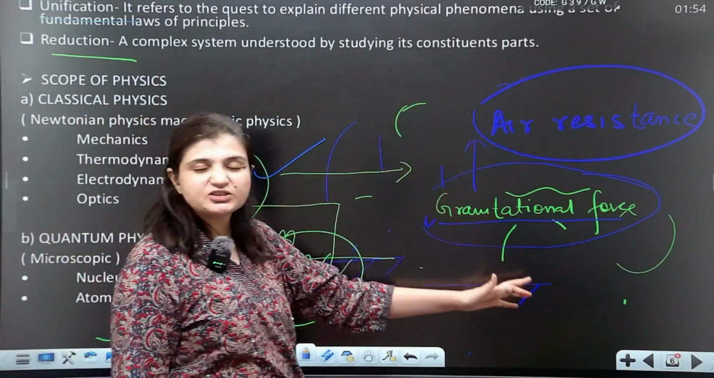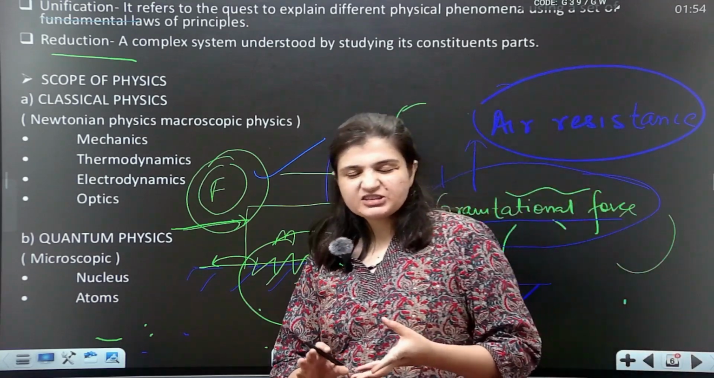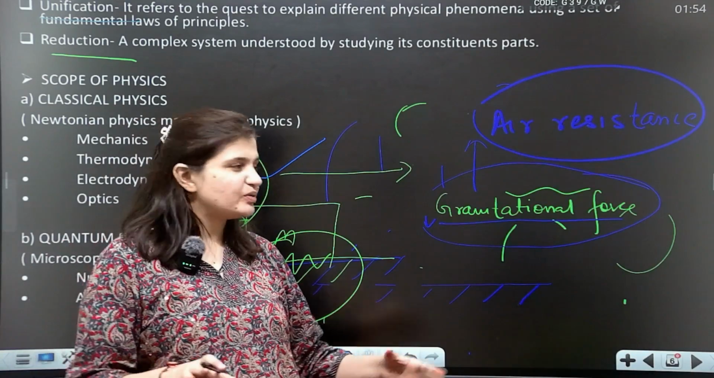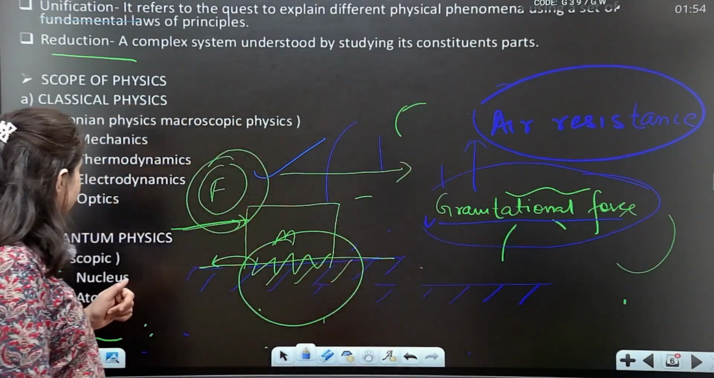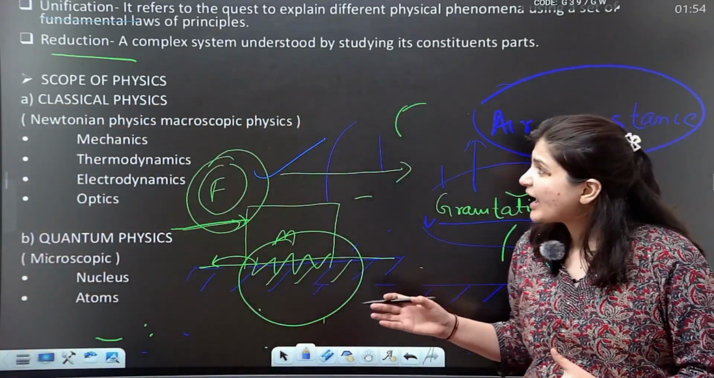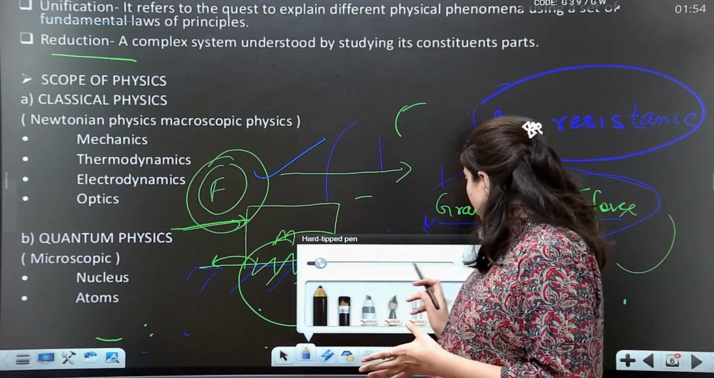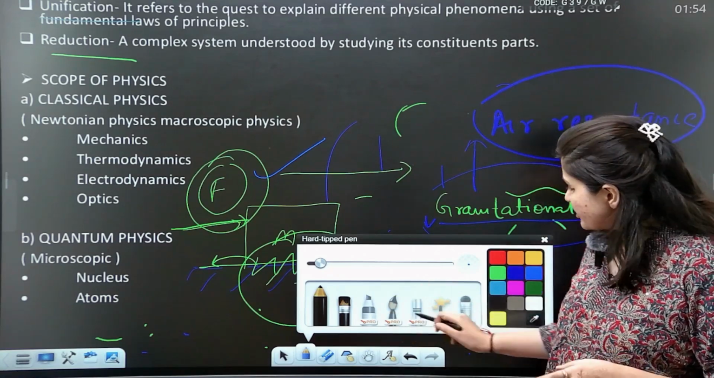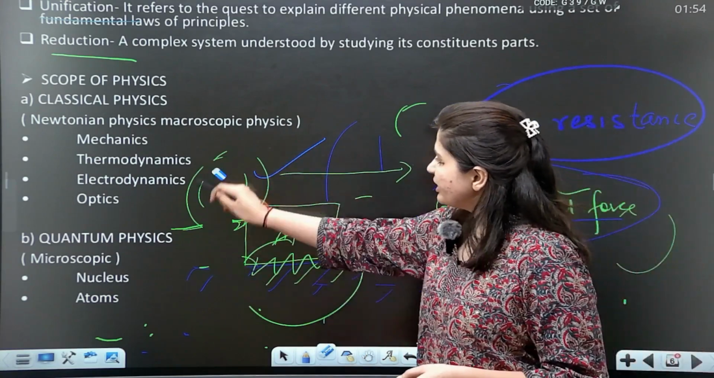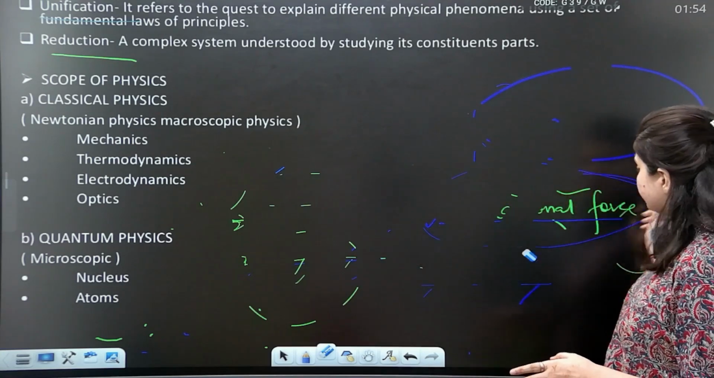Similarly, when an object is dropped from a certain height, we are considering a situation where there is no air resistance, only the object falling down. Now, in physics we have various branches. It's not like there is only one branch in physics where we study. So first let me rub this, then we will study in detail what the various branches of physics are.